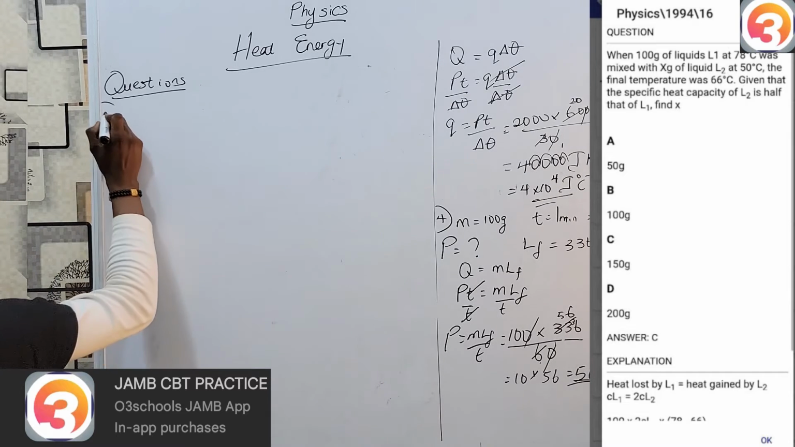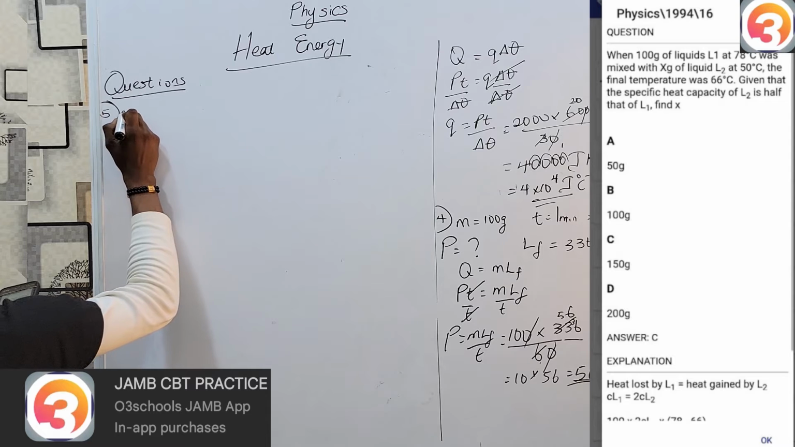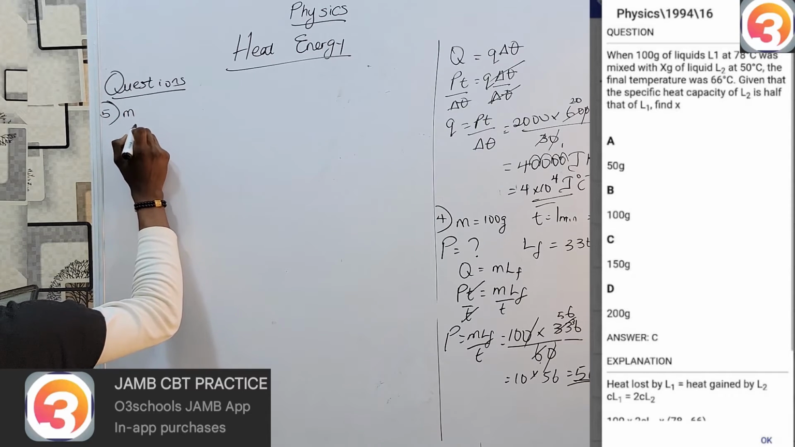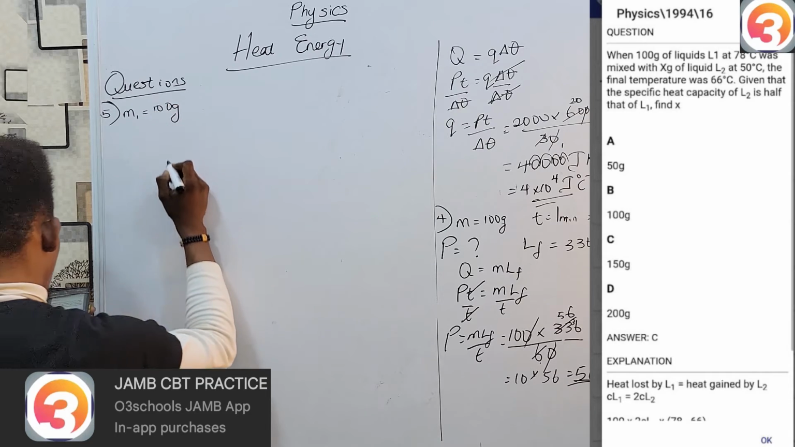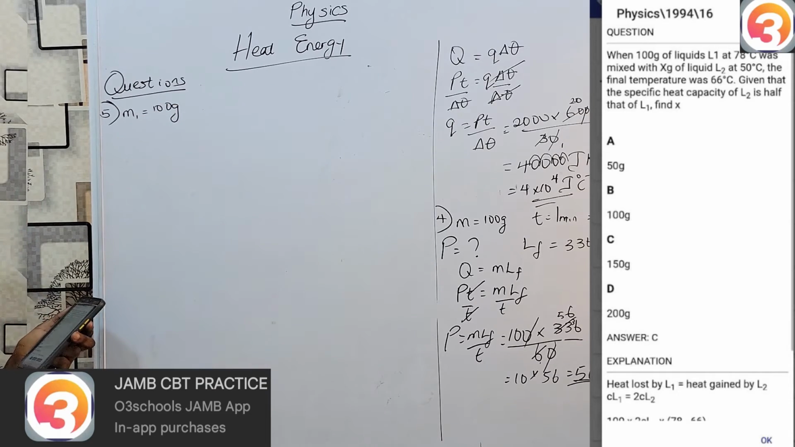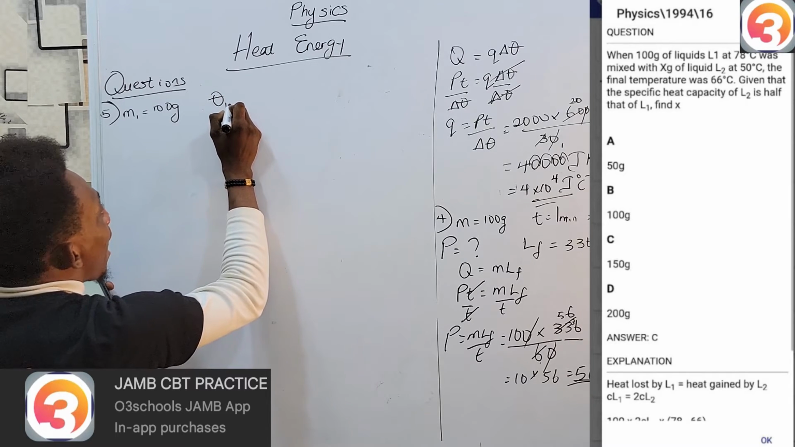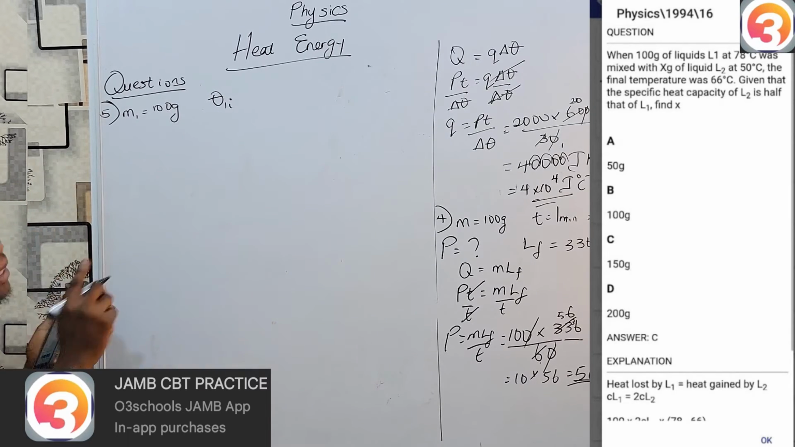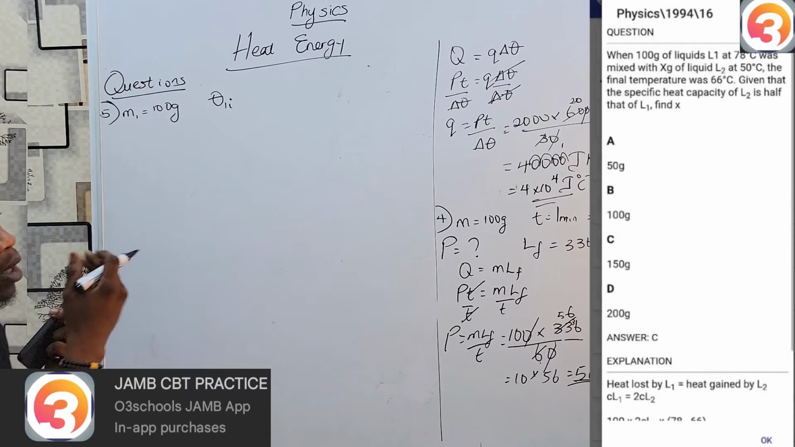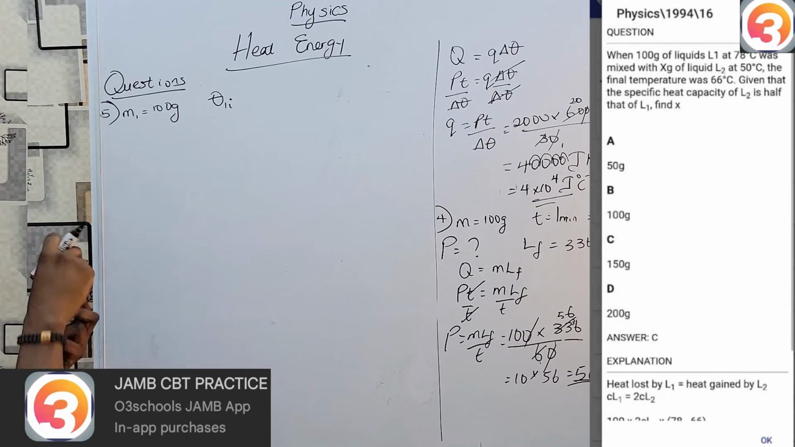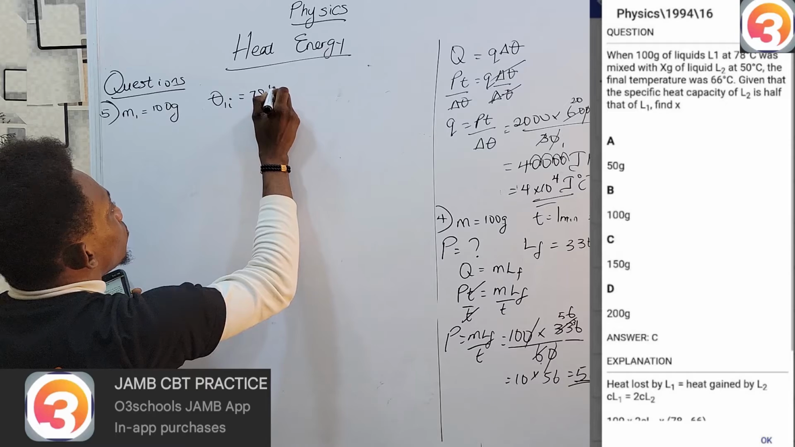And this one states, when 100 gram of liquid L1, so let's say this is going to be mass 1, it has a mass of 100 gram, at 78 degrees Celsius. We shall say the initial temperature, I'll call it theta 1, I. Theta 1 here, the 1 indicates that I'm dealing with this first one, like M1, theta 1, go together, while the I here is to represent initial. So it was at 78 degrees Celsius.